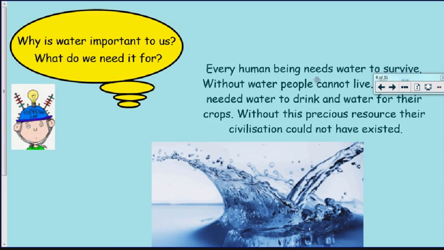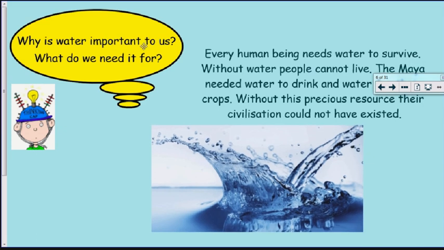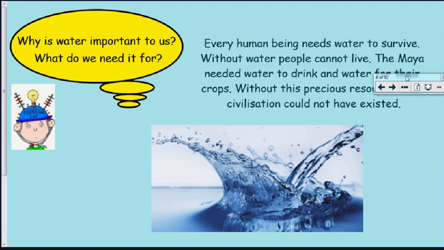Okay, so I want you to quickly think about why water is important to us. What do we need water for? Hopefully you're thinking, well, we need it to drink, we need it to wash, we need it to feed animals, we need it to grow crops, plants, flowers, food, grass. So we need it for a lot of things. Every human being needs water to survive, and without water, people cannot live. The Maya needed water to drink and water for their crops, and without this precious resource, their civilization could not have existed.